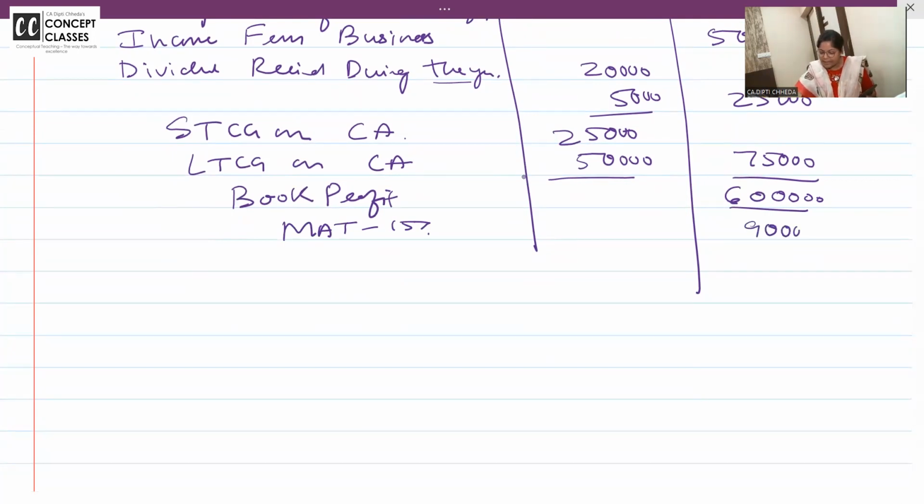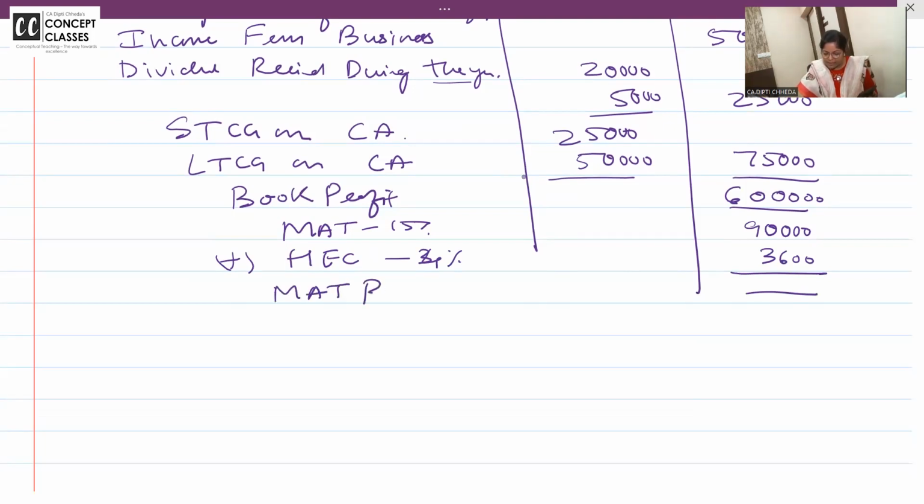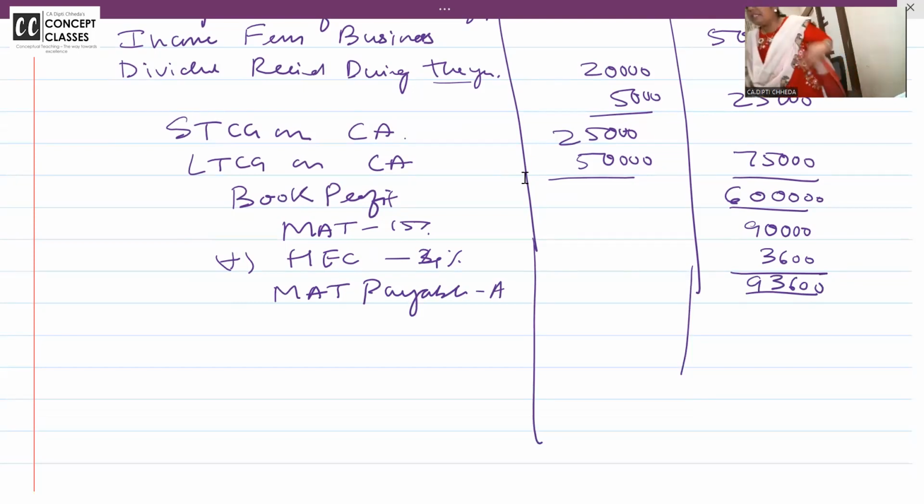That is 90,000. Plus health and education cess 4%, 3,600. So the MAT payable, I call it ABIT. Very simple problem. 93,600. One second, dear students. 93,600 is your MAT.